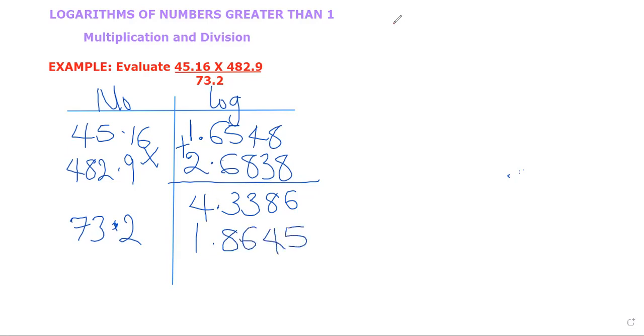All right. Now, by reason of this division sign here, I'm sure you can see my pointer. By reason of that division sign, I'm going to subtract. So in multiplying and dividing logarithms of numbers greater than 1, we usually add the logarithm parts when we are multiplying the numbers. And when it comes to division, we subtract. Okay, so we're going to subtract.